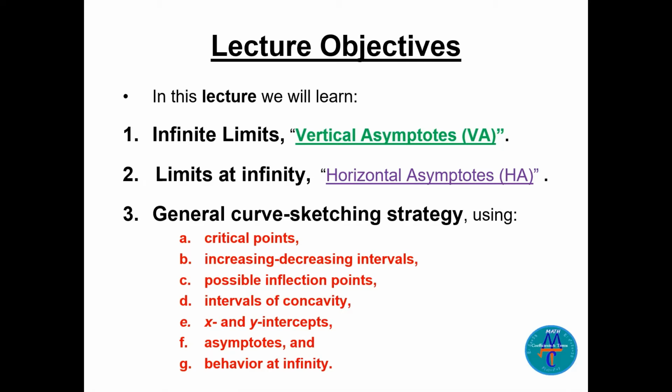In the objectives, we will see infinite limits. From there, we will deduce the vertical asymptotes, and with limits at infinity, we will look at the horizontal asymptotes. And these are the general steps for curve sketching we have seen before: critical points, increasing and decreasing, possible inflection points, intervals of concavity, x and y intercepts, asymptotes, and the behavior at infinity. This is everything you need for curve sketching.